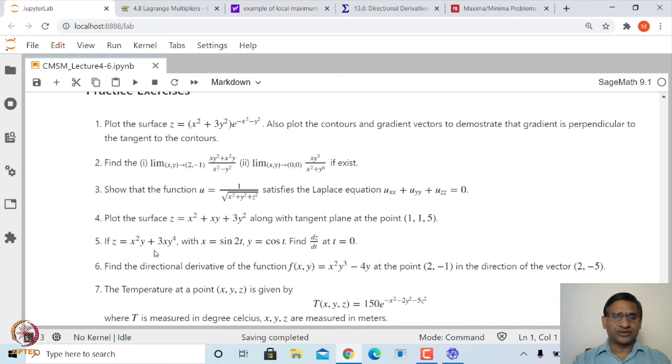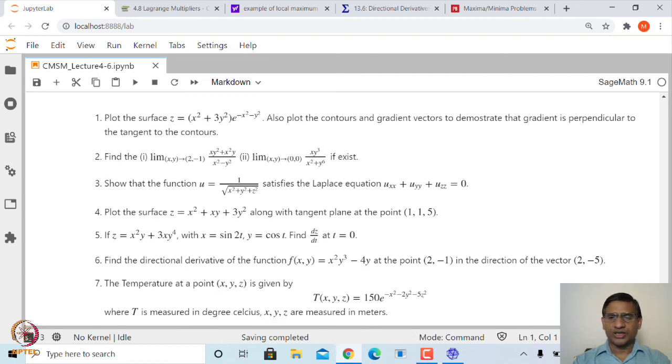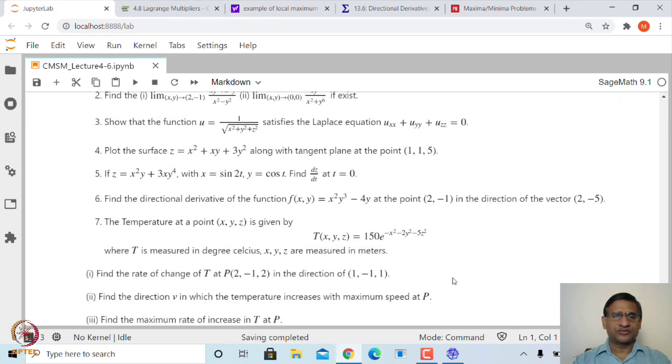Look at this function z is equal to x square y plus 3x y square, and let us take x equal to sine 2t, y equal to cos 2t. Find dz by dt. That's the chain rule, at t equal to 0. And then the next one is, find the directional derivative of this function at this point in the direction of (2, minus 5). So this means this is the direction, so you have to convert this into a unit vector. So you have to divide this by its length.